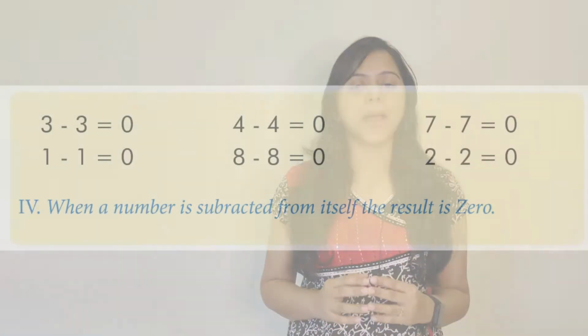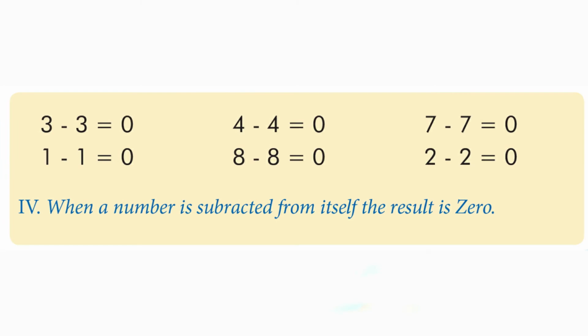Okay? So the last interesting fact is when a number is subtracted by itself, the answer would be 0. For example, 3 minus 3, the answer is 0. Okay? And then if it is 4 minus 4, the answer would be 0. And then 7 minus 7, the answer would be 0. That's right. 1 minus 1, the answer is 0.